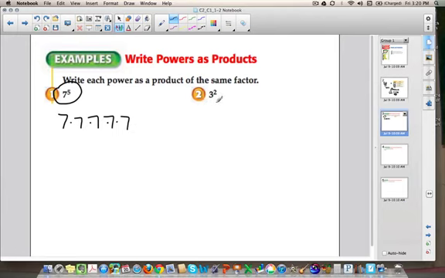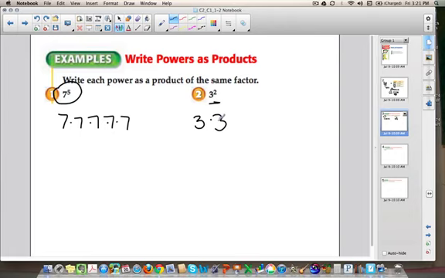Let's look at the other example. 3 to the second power. That means 3 times itself 2 times. So 3 times 3. So when we have to write each power as a product of the same factor, it just means to write it out expanded. 7 to the 5th power means 7 times itself 5 times, and 3 to the second power means 3 times itself 2 times.